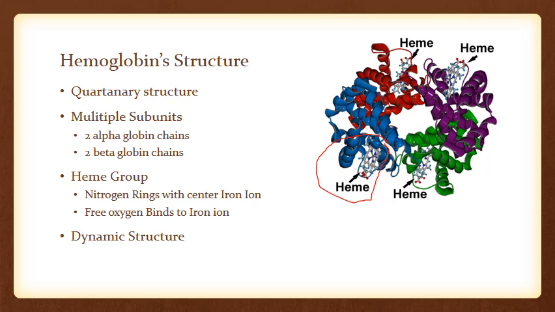Another unique feature of this heme group and the protein as a whole is that it's a dynamic structure, meaning when one heme group bonds to an oxygen, it folds up, but it also starts to expose the next one, and it's just a chain reaction from one to the next. So as soon as one picks up an oxygen, it frees up space for the other.